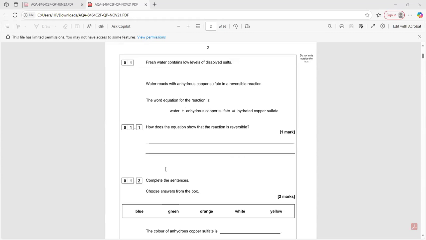Confirm that you can see my screen now. Can you see my screen? Noah. Yes. Okay, good. All right.